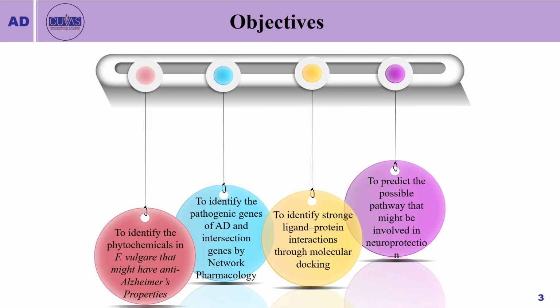We have four main objectives of this study. First objective was to identify main phytocompounds, then to identify the pathogenic genes. The third objective was to identify strong ligand protein interactions through molecular docking. And the final objective was to predict the possible pathway that is involved in neuroprotection.